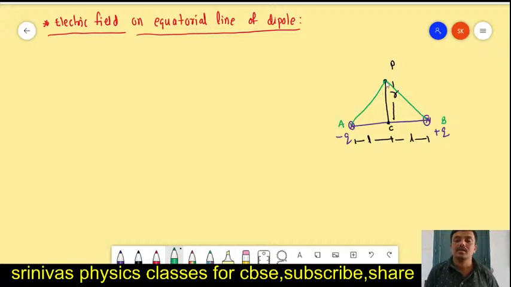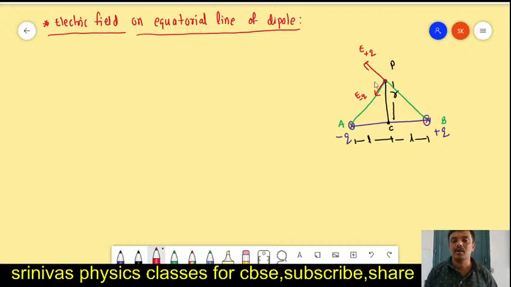Due to the minus q charge, what is the direction of the electric field? Due to the minus q charge, the electric field direction is towards the charge. Remember, you know that one. This is E due to the minus q charge. And due to the plus q charge at point P, the electric field will be directed away from the plus q. This is E plus q. And the net electric field I want.